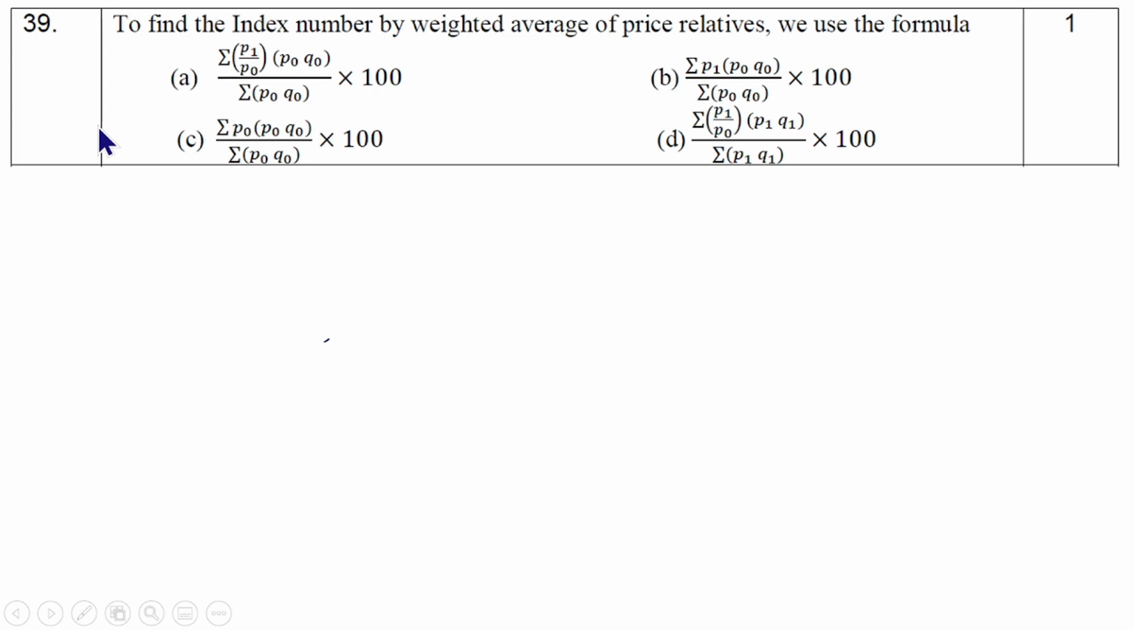Next question, to find the index number by weighted average of price relatives, we use the formula. So here this is there in the student support material, this method weighted average of price relatives. So to find the index number by weighted average of price relatives, the formula used is this formula. So this is the price relative and this is the weighted average of price relative. So it is calculated as summation P1 by P0 into P0 Q0 upon summation P0 Q0 into 100. So the correct option is option A.